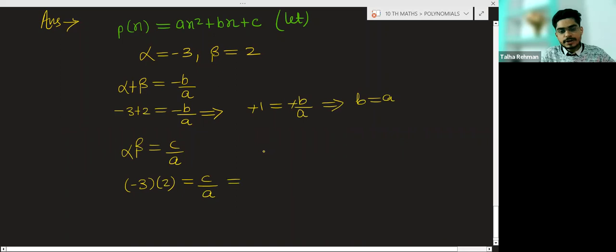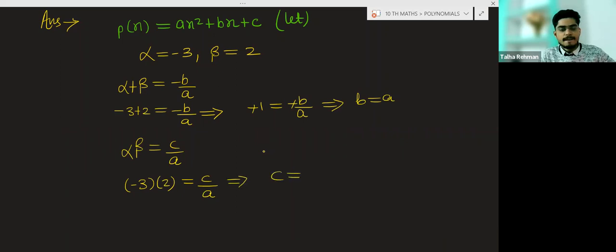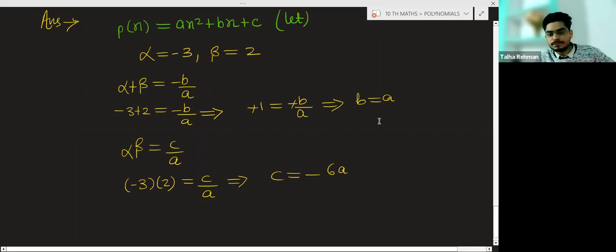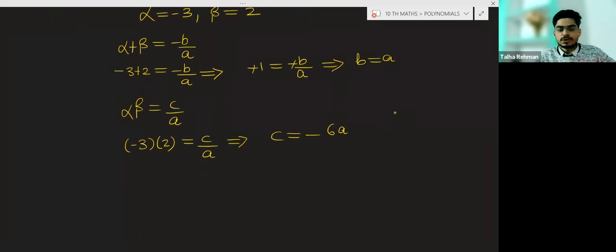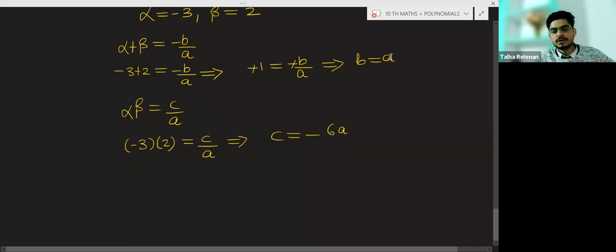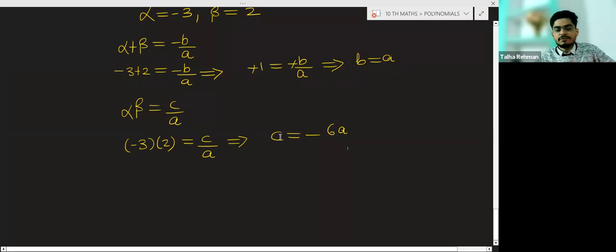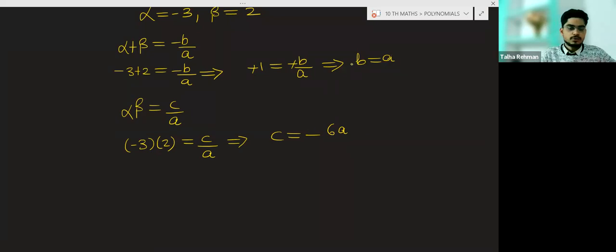So from here you will get c is equal to -6a. Okay, -6a. Now what we can do? We have b and we have c in terms of a. So what we will do, we will put different values of a, and we will get different values of c and b.